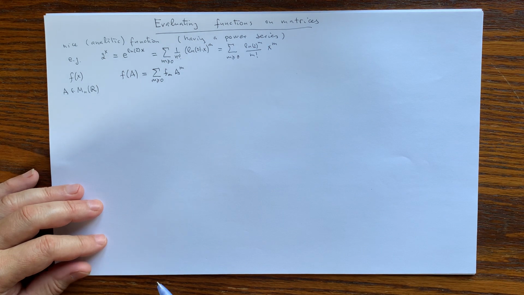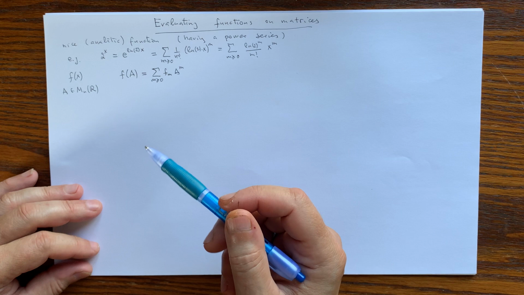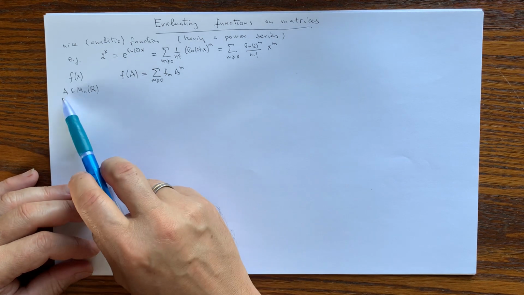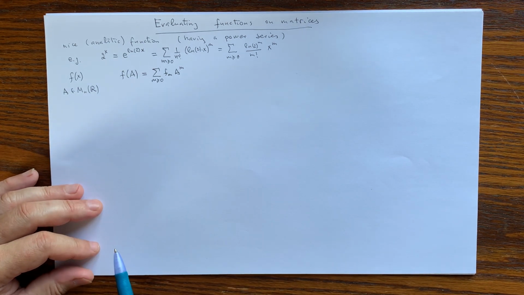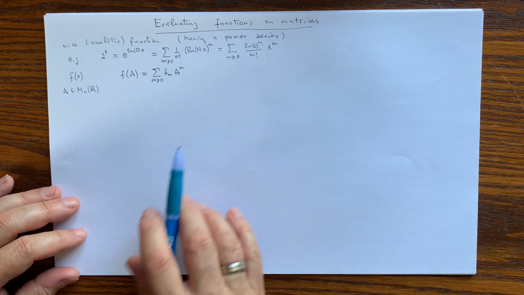And the reason for the limit to exist will come from a special property of A. So we have to assume something about A. To make our arguments work, we have to assume that it is diagonalizable. So up to some change of basis, up to some conjugation, it becomes diagonal.